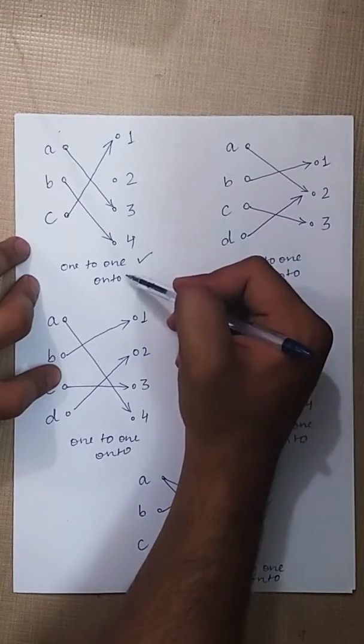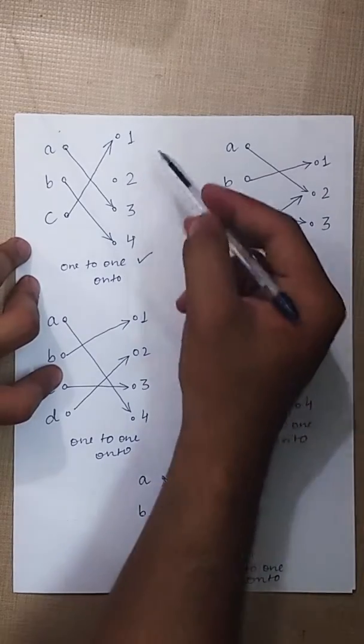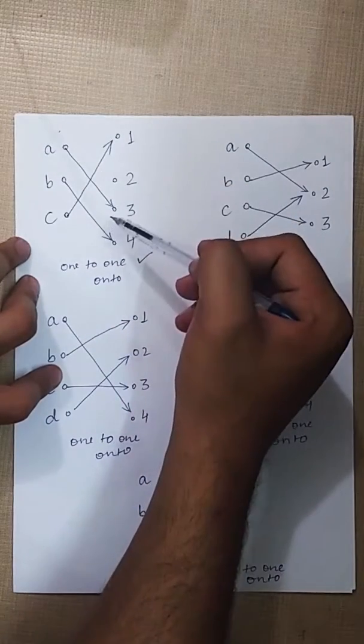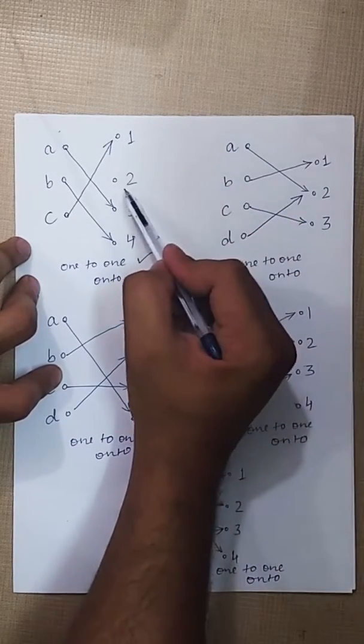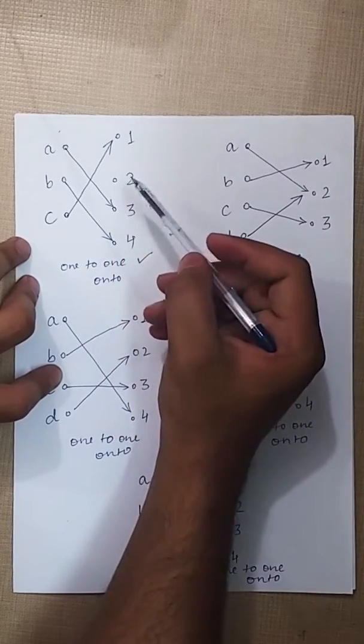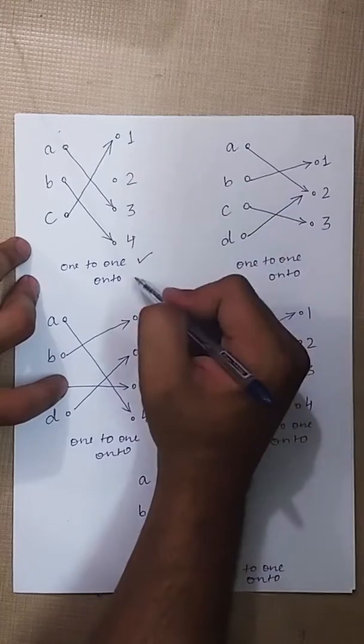Is it an onto function? An onto function is one in which the codomain is fully mapped. Codomain is equal to range. Here the 2 is not being mapped by any of the elements from the domain. So this is not an onto function.